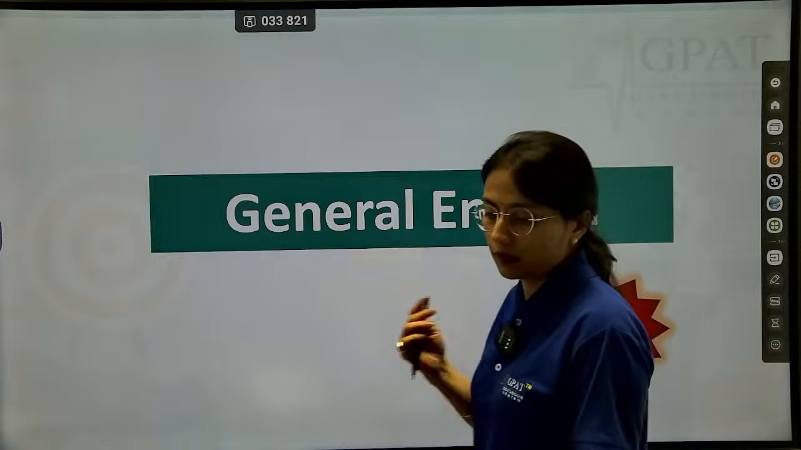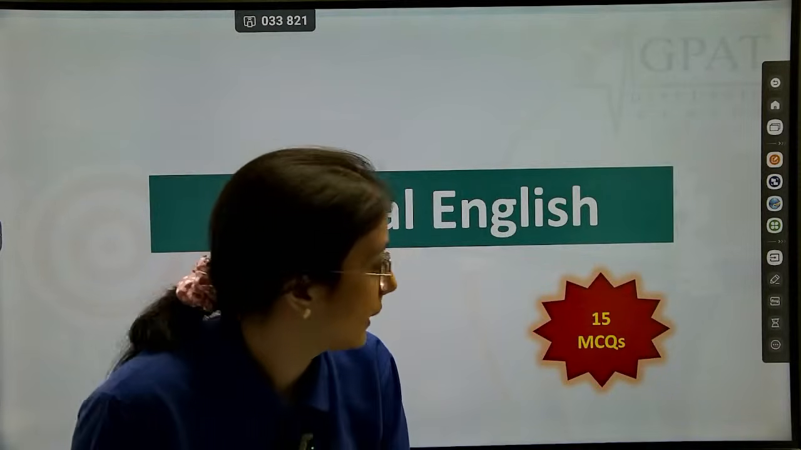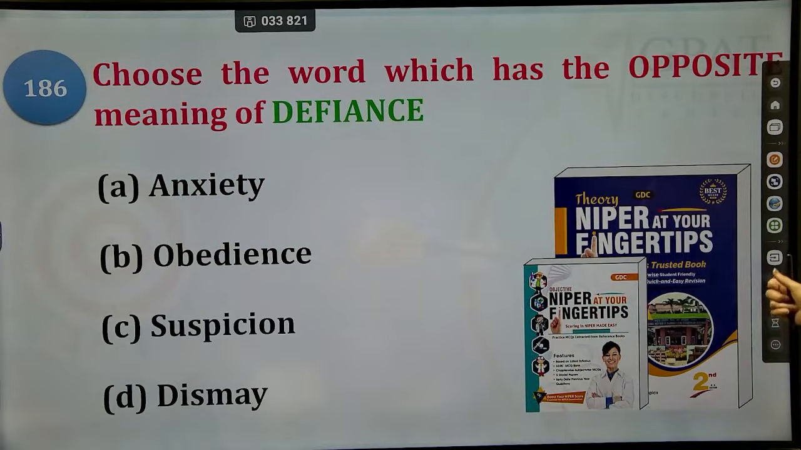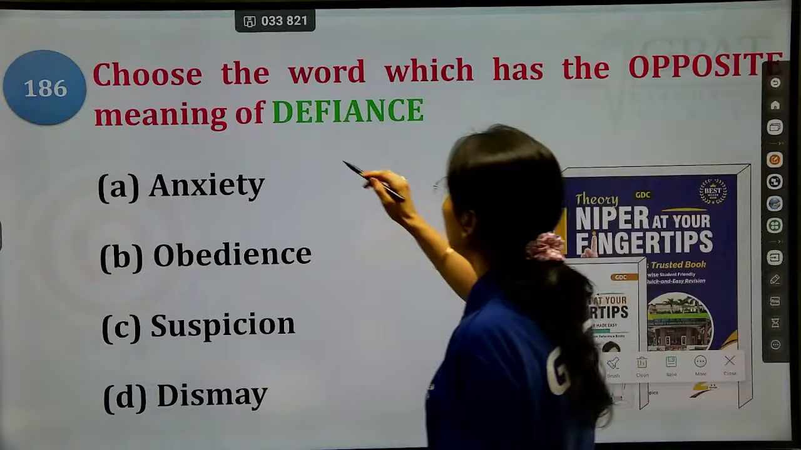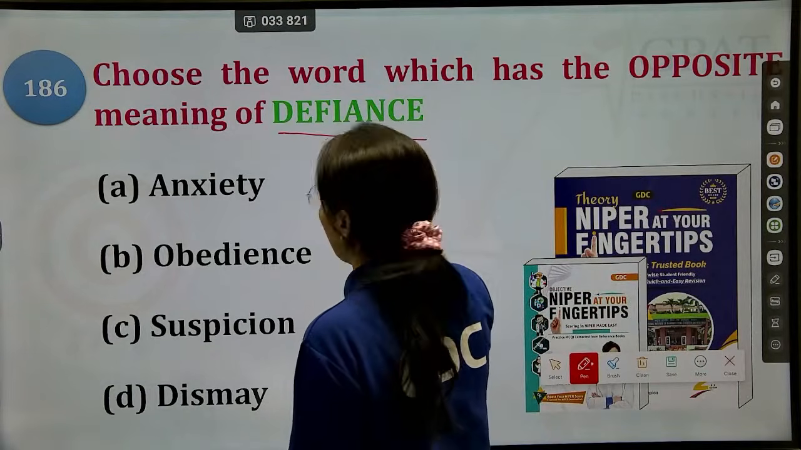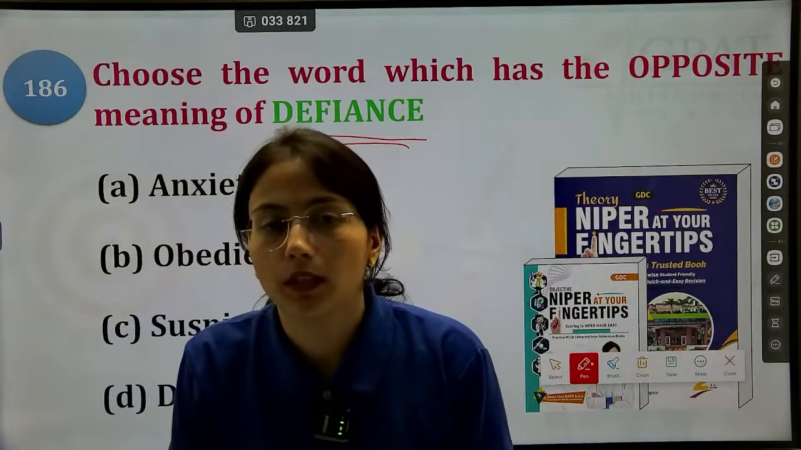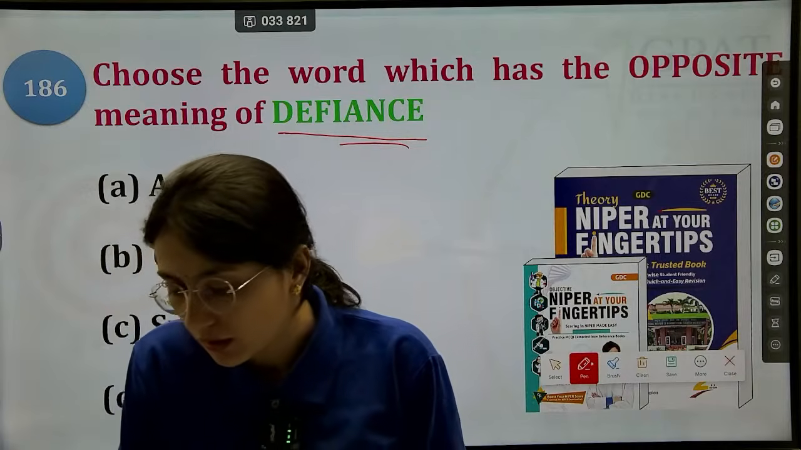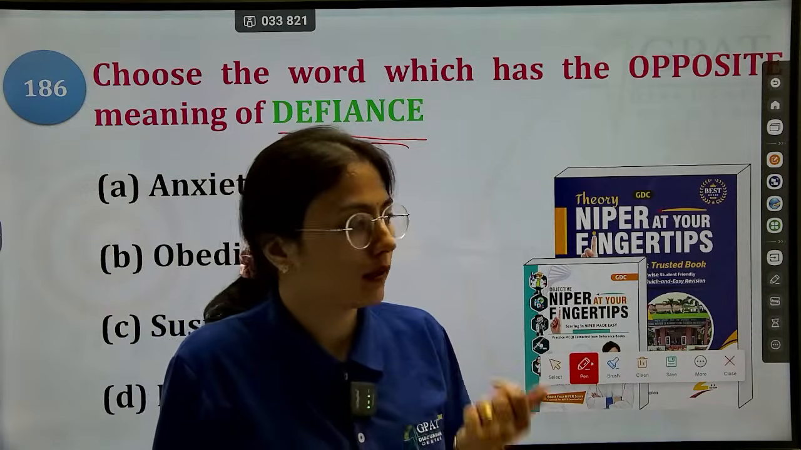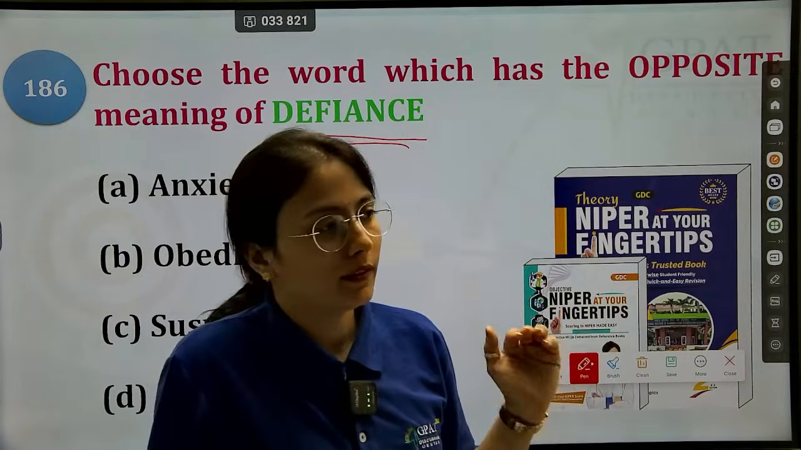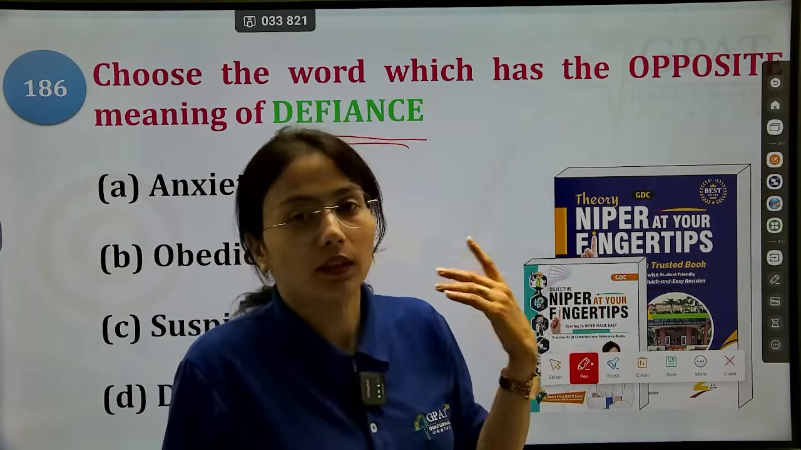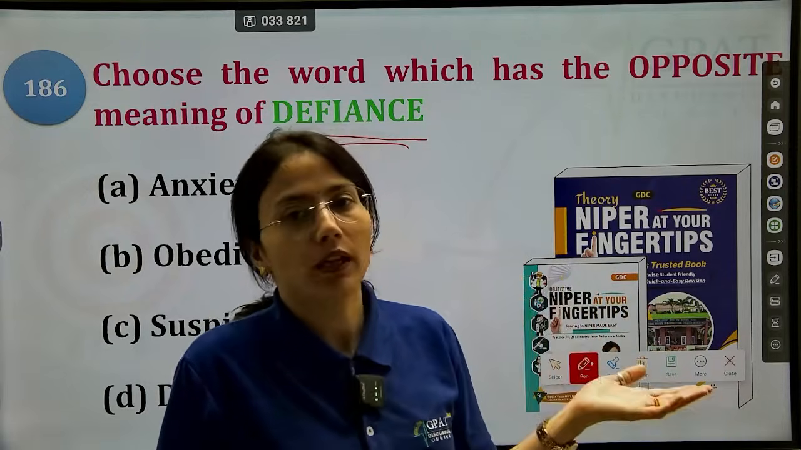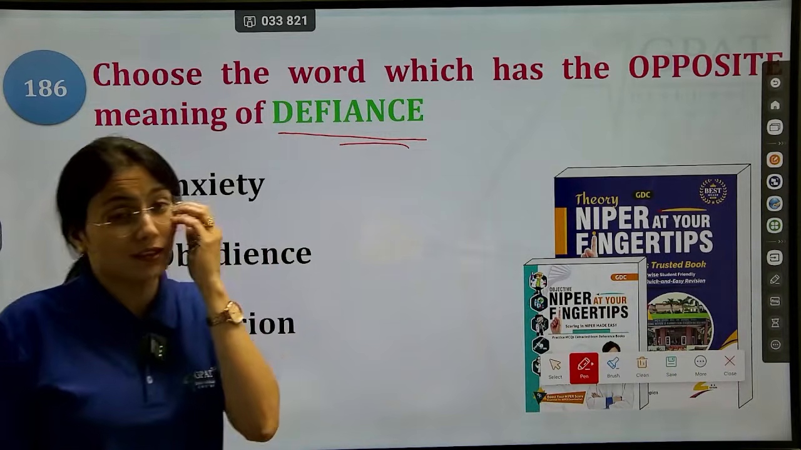Now let's move to another section, that is English, Journal English. Question number 1: choose the word opposite of defiance. Defiance is a bold, open refusal to obey authority, rules or opposition. Like someone is so bold that he gives an instant answer, it doesn't matter whether someone feels bad or good.